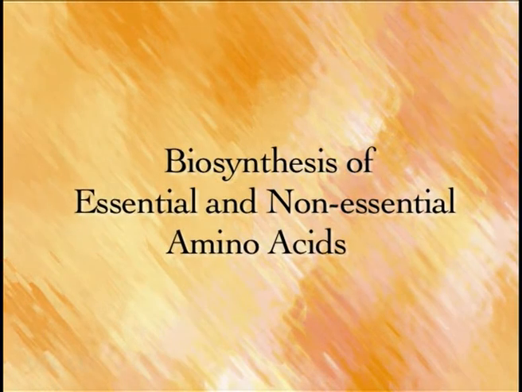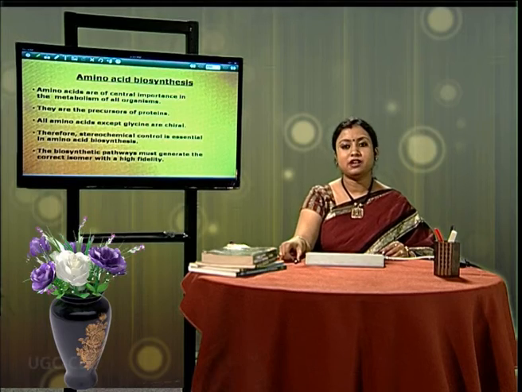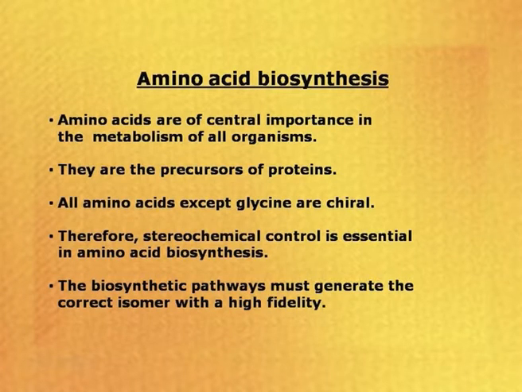Now, having given you an idea of what non-essential and essential amino acids are, I will switch over to amino acid biosynthesis. Amino acids play a very important role in the metabolism of all organisms. Amino acids are precursors of proteins. All amino acids excepting glycine are chiral, so stereochemical control is very important in this biosynthesis, and the correct isomer must be produced with high fidelity in the biosynthetic pathways.